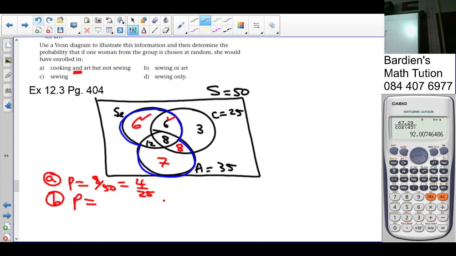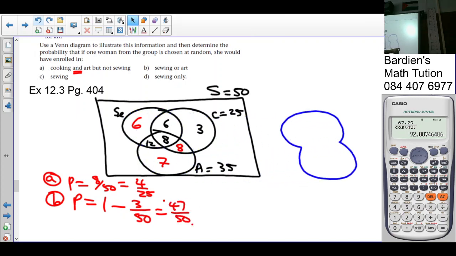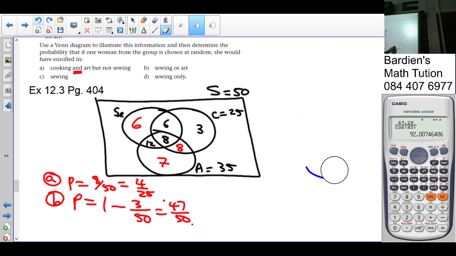So in other words, this would be 6 plus 6 plus 8 plus 12 plus 7 plus 8 all over 50. Not so? Or I can use the complementary rule. Can you see it's only one on the outside? Can you all see that, people? So what can I say? 1 minus 3 over 50, which is 47 over 50. Is that correct, people? Yes.